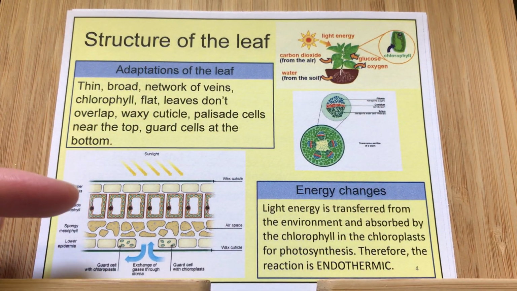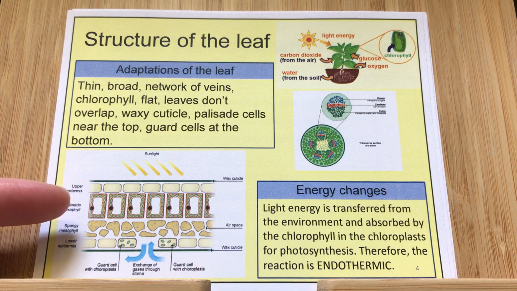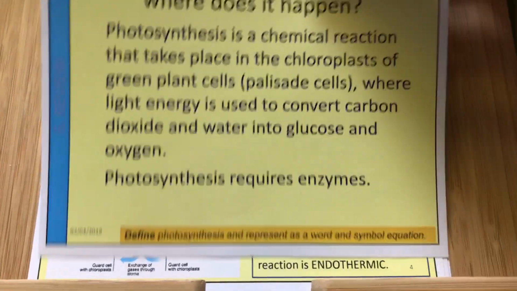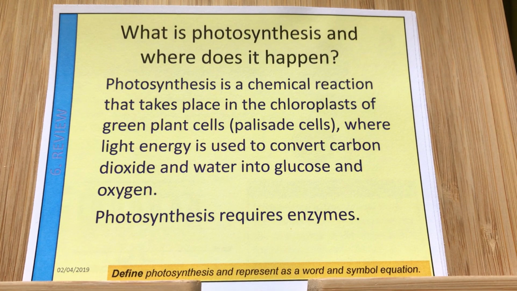So we've got the upper epidermis, we've got palisade cells full of chloroplasts, lots and lots of photosynthesis going on. The spongy mesophyll below has some chloroplasts, there's some photosynthesis occurring there. And then we've got the lower epidermis, which is where we find our guard cells. So most of that photosynthesis is occurring in the palisade cells, and that light energy is used to convert the carbon dioxide and water into glucose and oxygen. And photosynthesis requires enzymes.